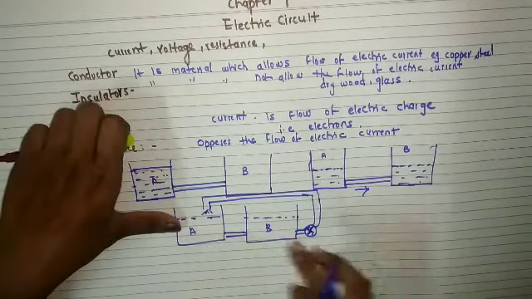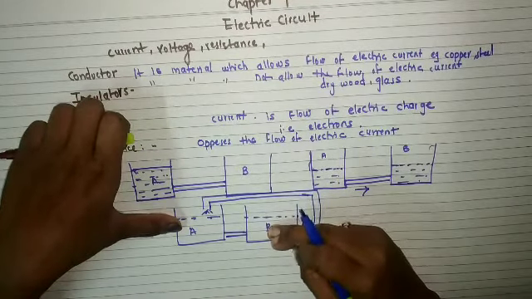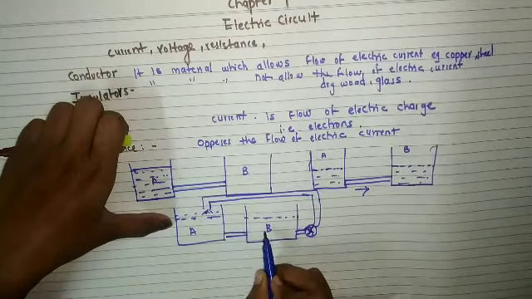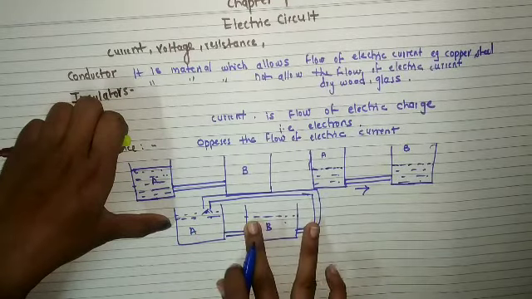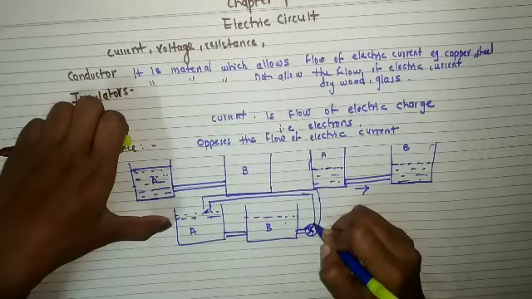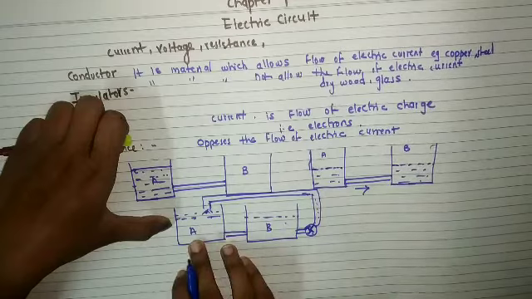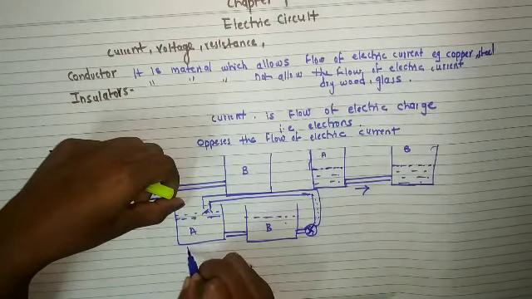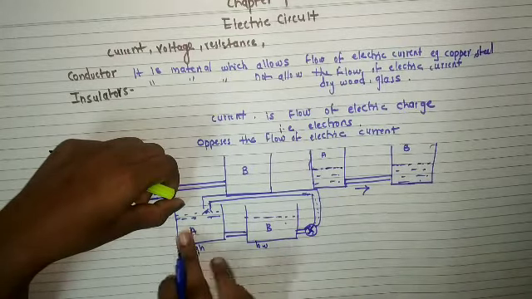There will be a difference because this pump will take the water from B and give it to A. So the water level of A will increase and B will decrease. So what will they do? They will try to match the water levels. But is it possible? No. Why? Because of this pump. So water will flow from high to low level.